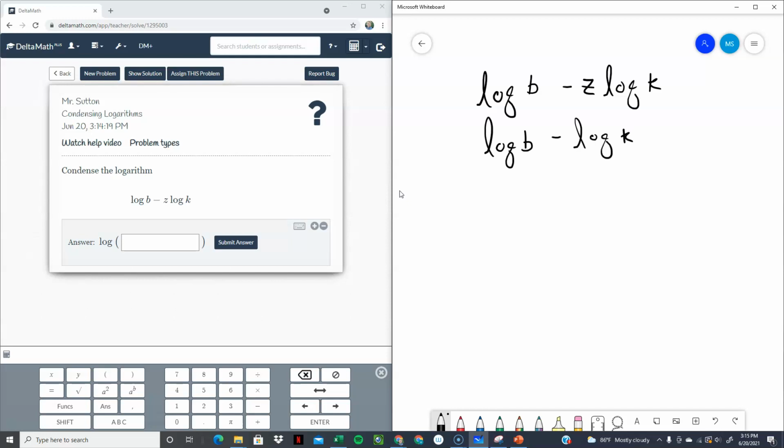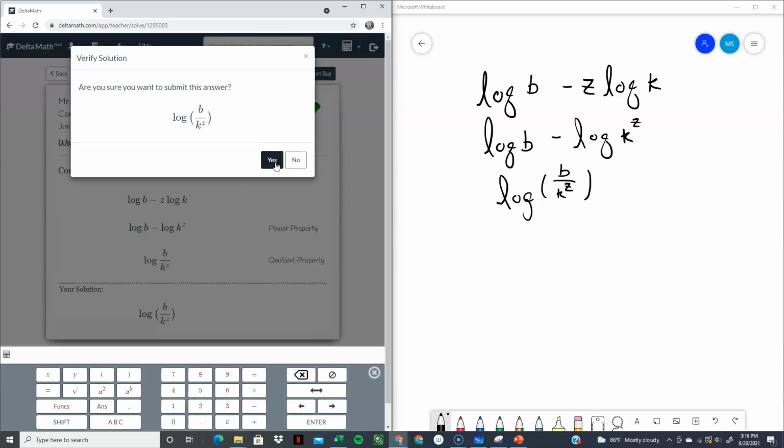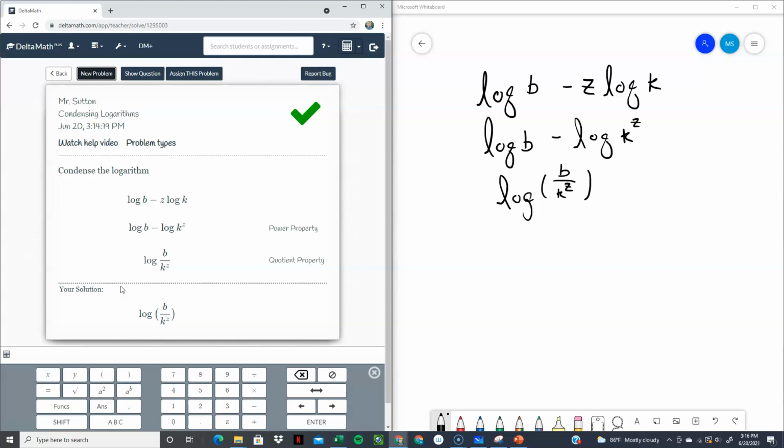So we have k to the z power. And then we can go ahead and, since these are being subtracted, turn it into a fraction within the argument. So it would look like this. So log of b divided by k to the z power. All right.